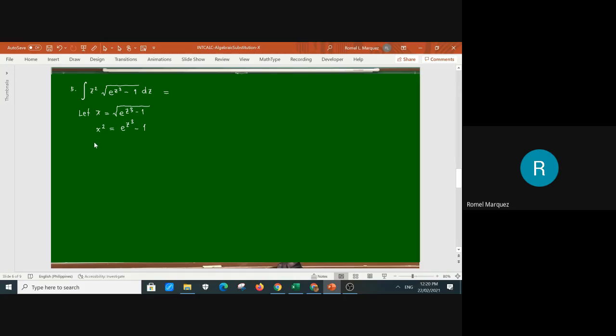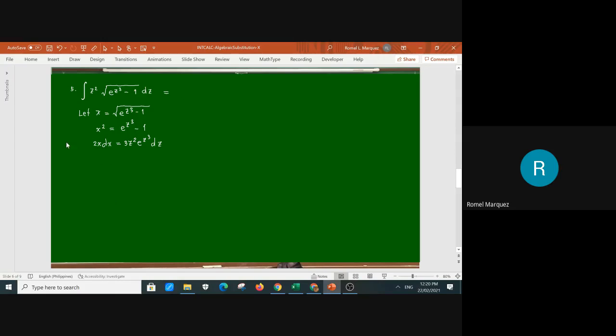So getting the differential, we have 2x dx, and that is equal to e to the z cubed times the derivative of z cubed, which is 3z squared, and the derivative of negative 1 is 0. So multiplied by dz, because the variable is z, we want the differential dz. Okay now, guys?